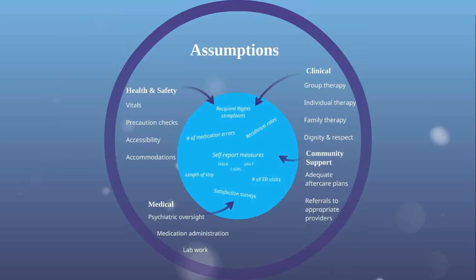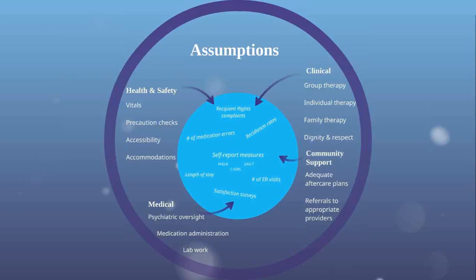From a clinical perspective, there's a program structure for treatment that involves group therapy, individual therapy, family therapy, and treating individuals with dignity and respect. And this really blends into all of the categories, but we listed it under clinical. So, what are those interventions, those human interventions that don't require medications that are still important? And what's the frequency and quality at which those happen?